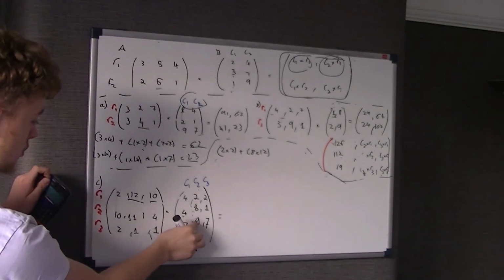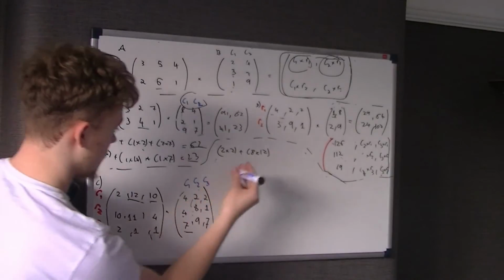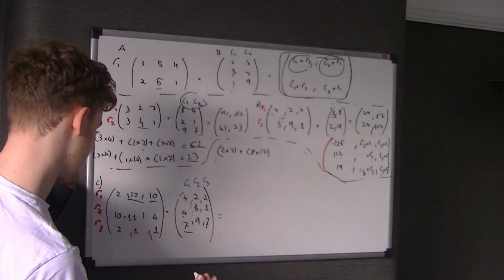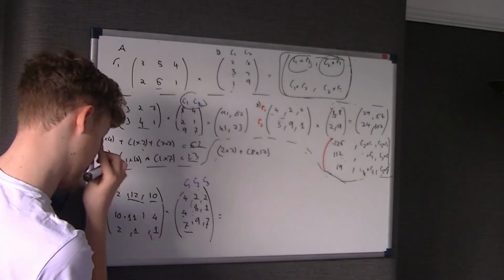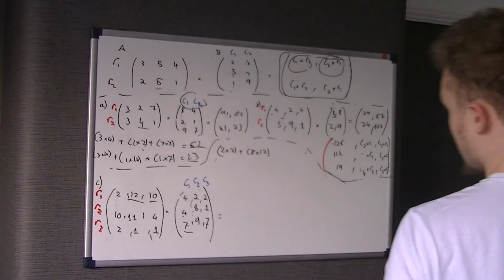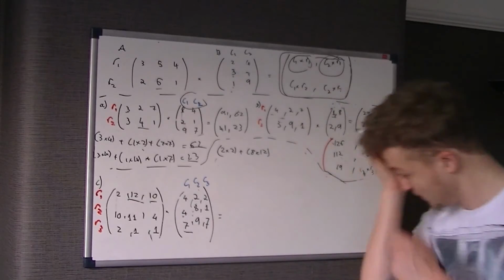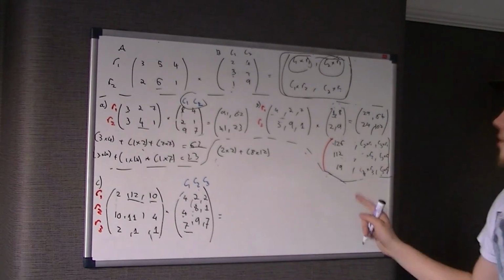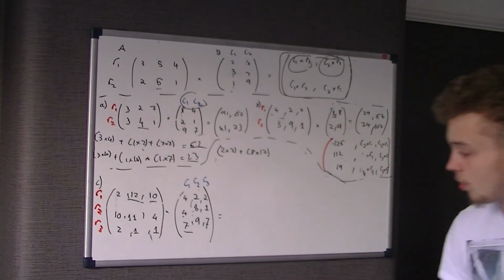Okay, and then it's plus 9 times 4. Oh no, damn it! Shut myself up. Remember, it's column 2 times... Oh, yeah, no, that's right. Column 2 times row 1.